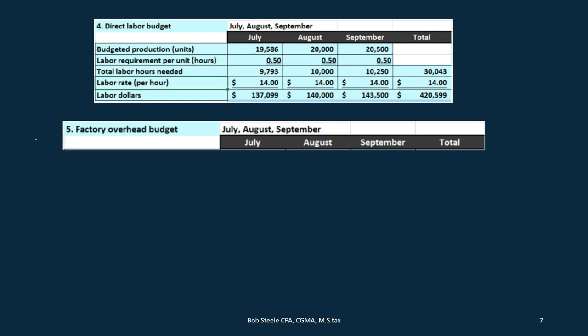The fixed portion is usually pretty easy because that's just going to be the same. We can take last year's numbers usually and just project them forward. They're not going to change. They're fixed, kind of like the rent. Variable will change in some way.